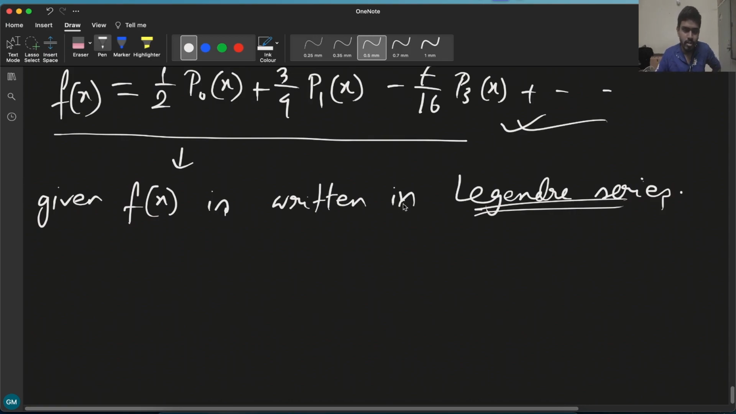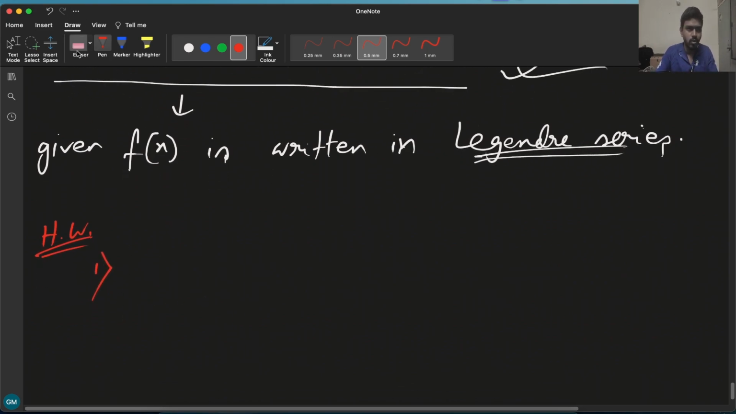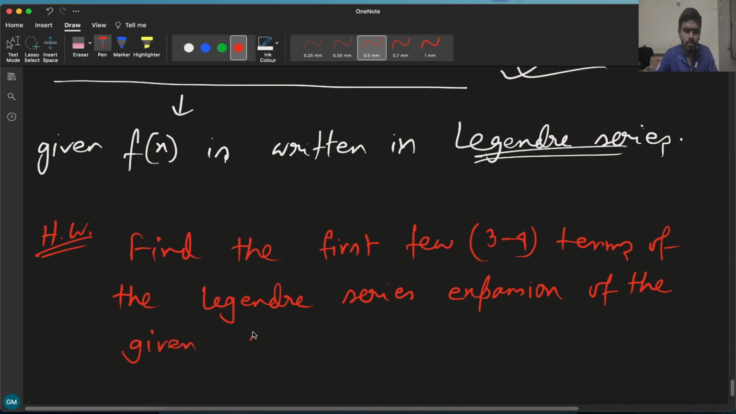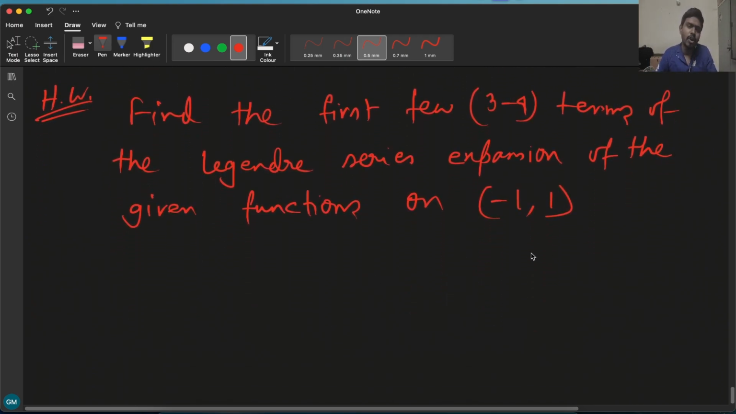Okay, so let me give you some homework. First homework, homework 1: the overall problem is you are asked to find the first few terms, maybe 3 to 4 terms, of the Legendre series expansion of the given functions on -1 to 1, because Legendre polynomials are defined in that range.